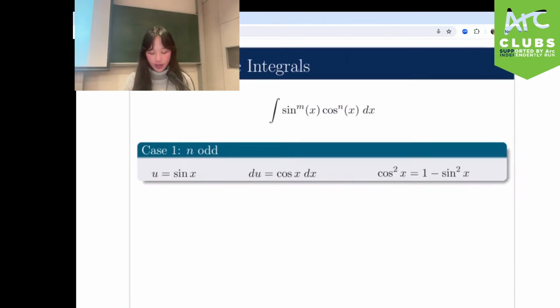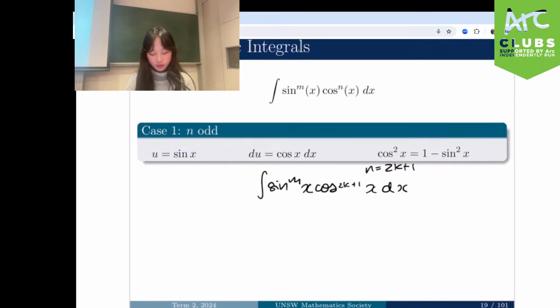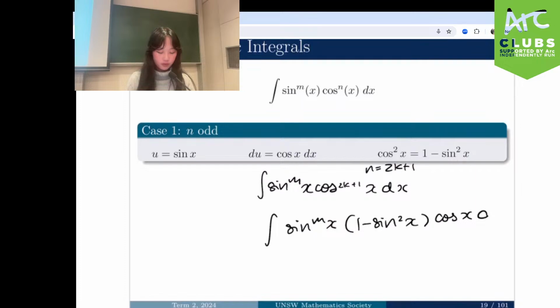So if n is odd, then we're able to do a substitution, and I'll briefly just write out how that works. Let's let n equal 2k plus 1, because it's odd, and we'll get something that looks like this. What can we do here? We can change it into this, right? And then we can do a substitution.